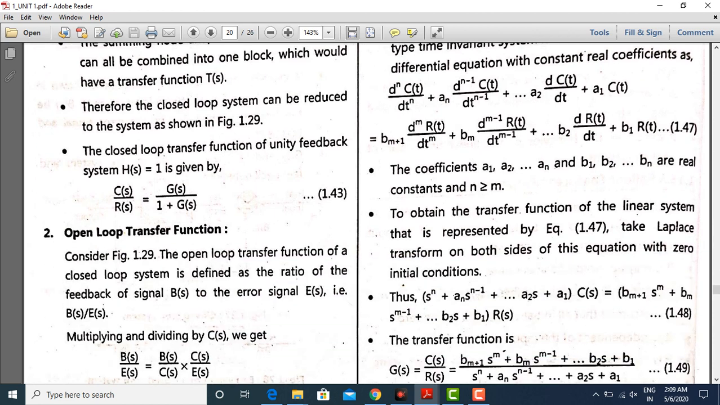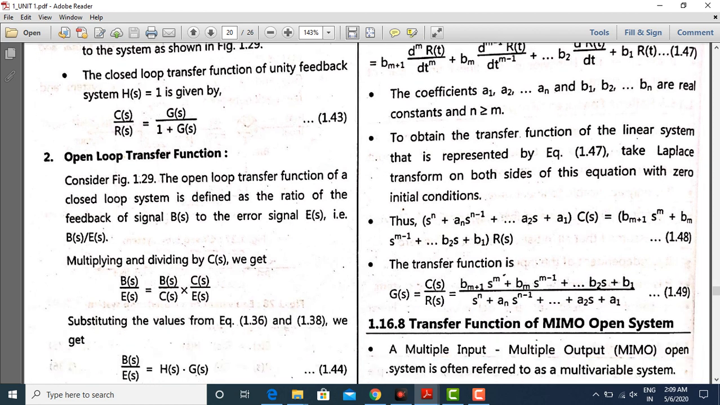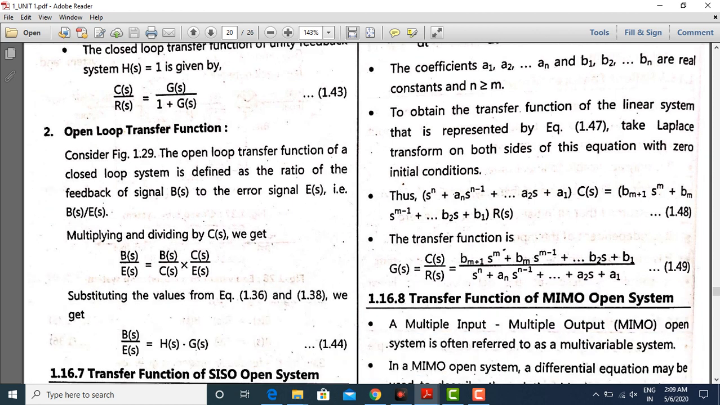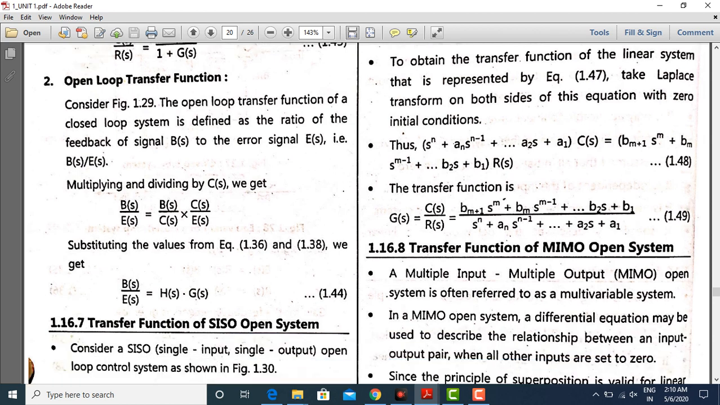Now let's find out the transfer function of the open loop system. As we know, it is the ratio of the feedback signal B of S to the error signal E of S, B of S upon E of S. Just dividing and multiplying by C of S, there will be no change in the equation. Then B of S upon C of S is nothing but my H of S, and this is nothing but my G of S. Then finally this equation will be obtained.